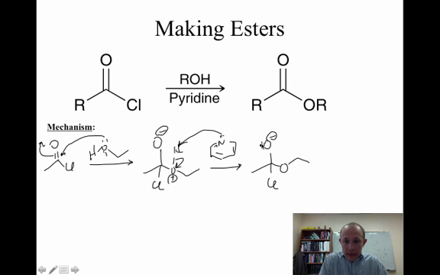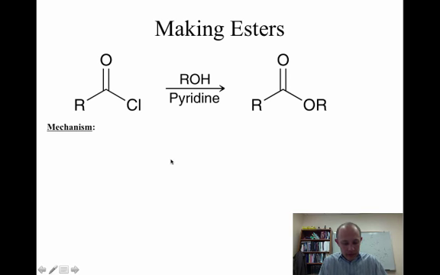And now, when we reform our carbon-oxygen double bond, chlorine leaves and we get our ester. So now what we did was we moved the proton transfer step to before the leaving group leaving step, instead of in the previous example.